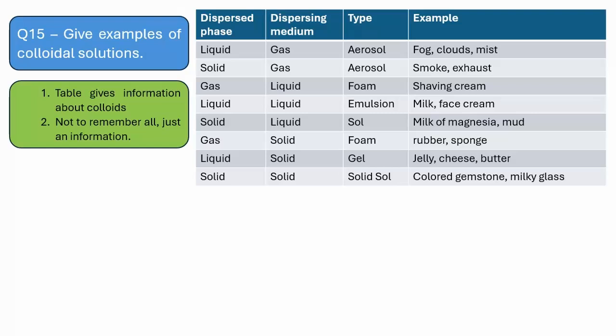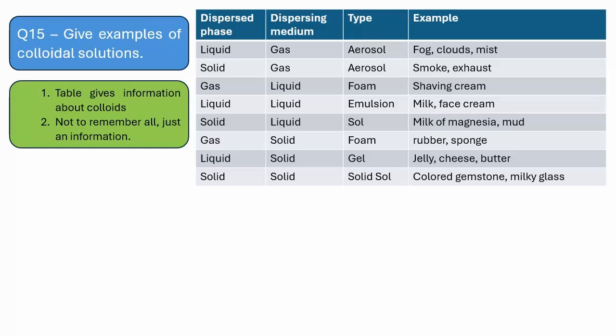See, if I disperse liquid in gas, I get what is known as aerosol. Okay, for example, fog, clouds, mist, all are water dispersed in air. Similarly, if I disperse solid in gas, I get aerosol also. For example, I get smoke. If you see the exhaust of automobiles, if that gets mixed in air, all that is solid, very small particles getting dispersed in gas, which is air.